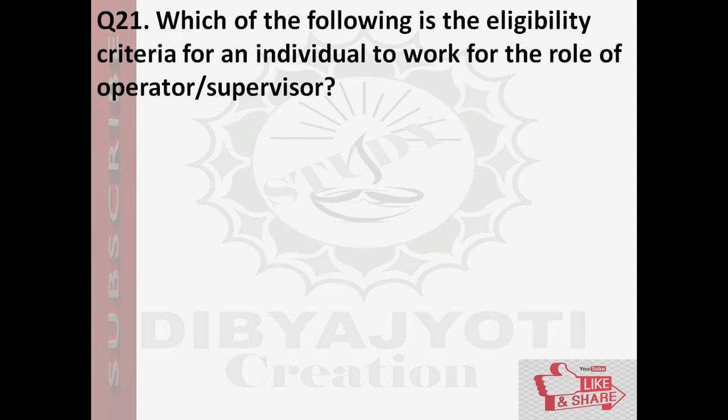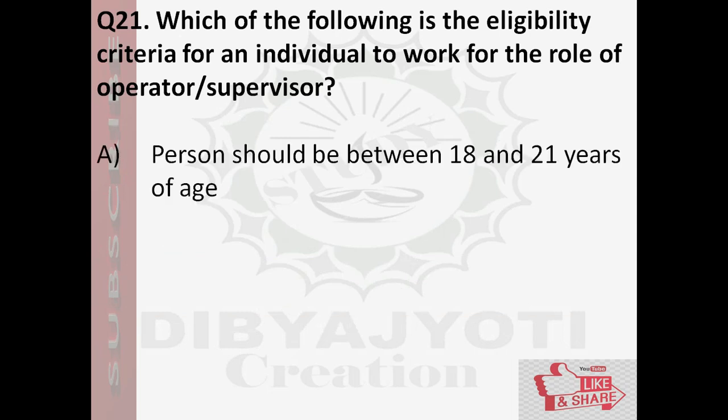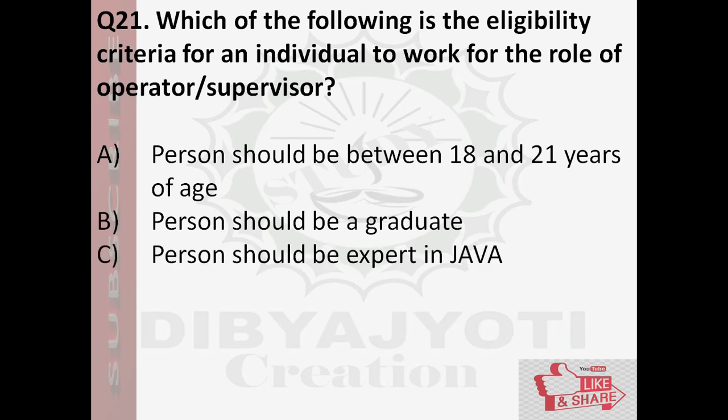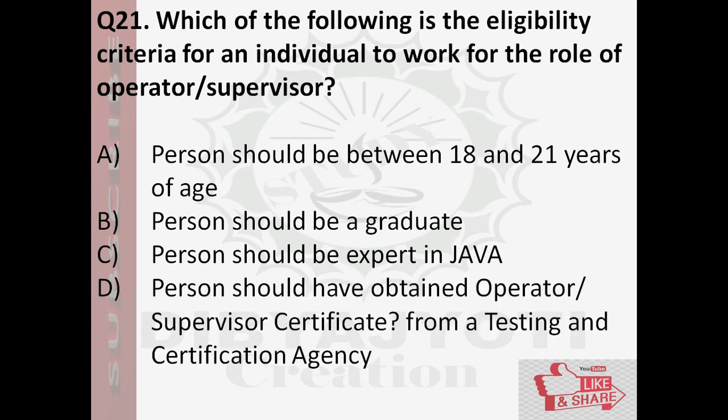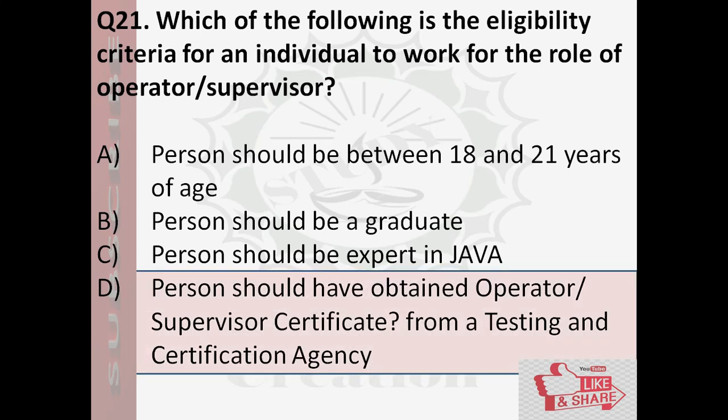Next, which of the following is the eligibility criteria for an individual to work for the role of operator or supervisor? Option A, person should be between 18 and 20 years of age. Option B, person should be a graduate. Option C, person should be expert in Java. Option D, person should have obtained operator or supervisor certificate from a testing and certification agency. And answer is option D, person should have obtained operator or supervisor certificate from a testing and certification agency.